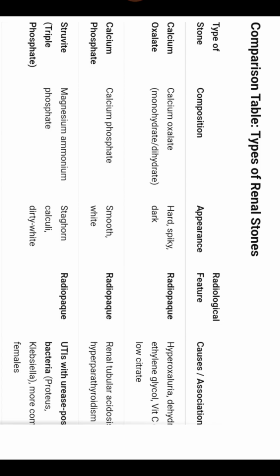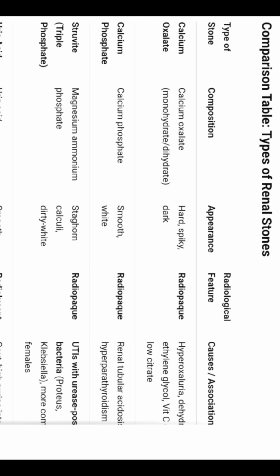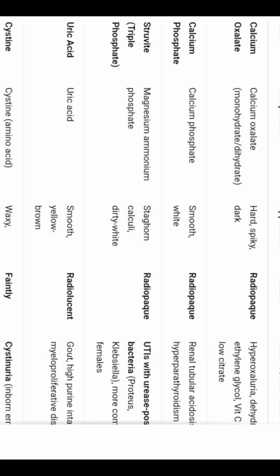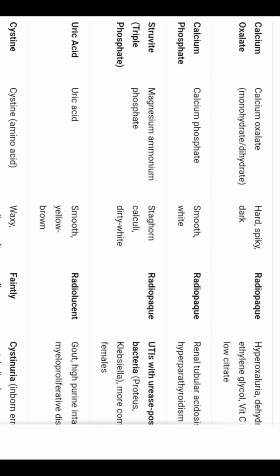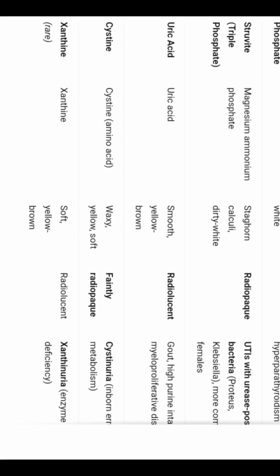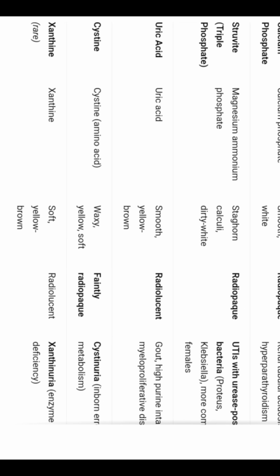Now another question they can ask is what are the types of renal stones. Calcium oxalate stones, composed of calcium oxalate monohydrate, calcium phosphate stones, and struvite stones, which are triple phosphate stones: magnesium, ammonium, and phosphate, also called staghorn calculi. Uric acid stones, cystine stones, which cause cystinuria, and xanthine stones, which are due to xanthine oxidase enzyme deficiency. Cystine and xanthine stones are rare.